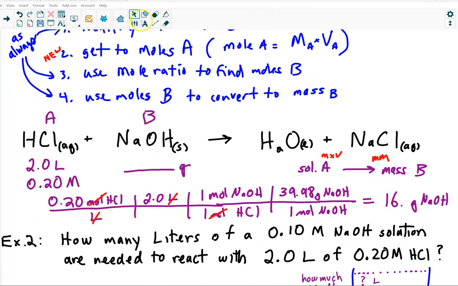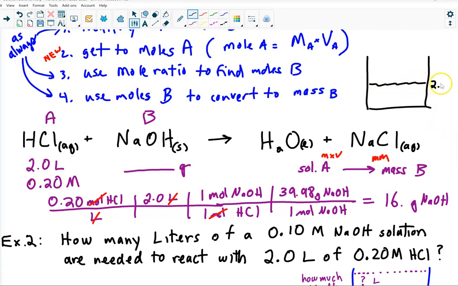If you think about how this would look in the lab, well, I'd have a beaker. Into that beaker, I will have poured 2 liters of 0.20 molar HCl. And then I would have to do what? Add, because NaOH was a solid here, right? I would have to weigh out 16 grams of that and then mix it up, and boom, I'd have my perfectly set up reaction, right? With the perfect amounts. So you see how you can use solution stoichiometry and how molarity times volume is the key, because that's how you get moles of A.